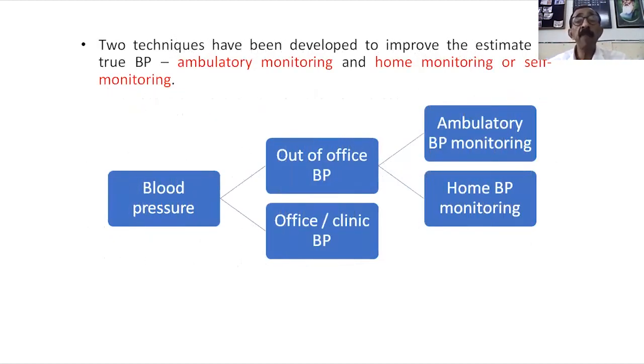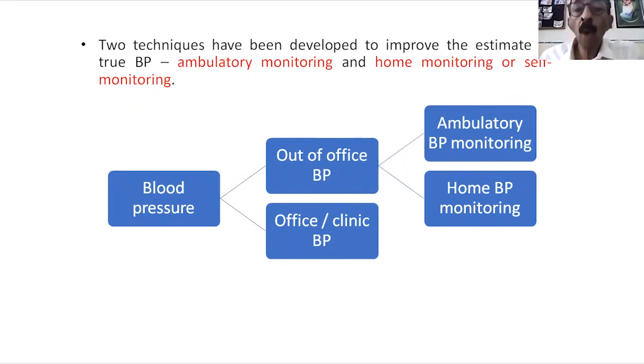Now, two techniques have been developed to improve the estimates of true blood pressure. Let's forget about the office and clinic BP monitoring and focus on the other methods. Out of the office BP monitoring is a very important area of BP measurement and monitoring, especially when we talk of true BP. And we have two methods for this: one is ambulatory BP monitoring, and the second is home BP monitoring.